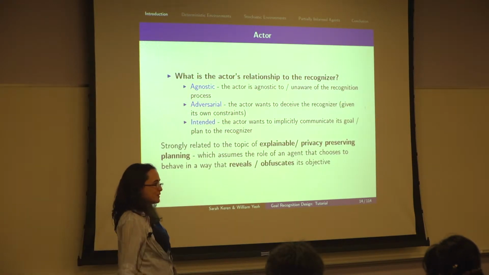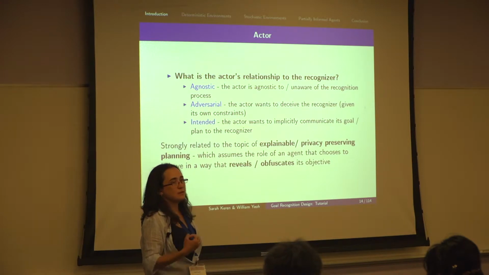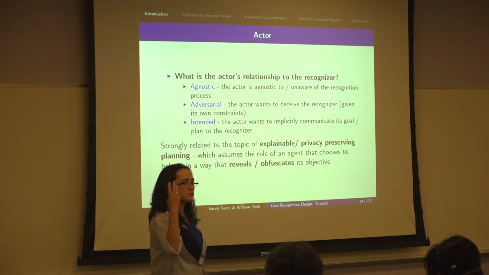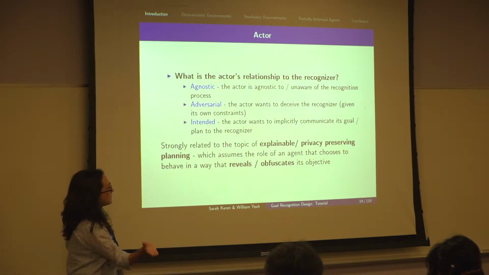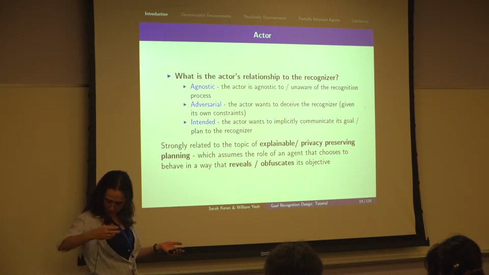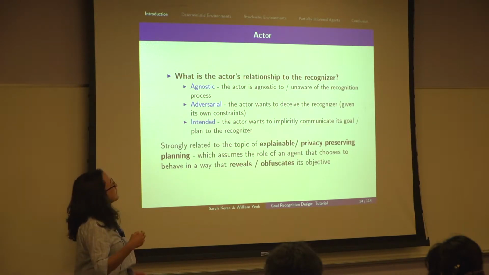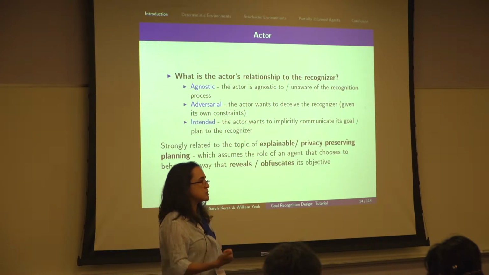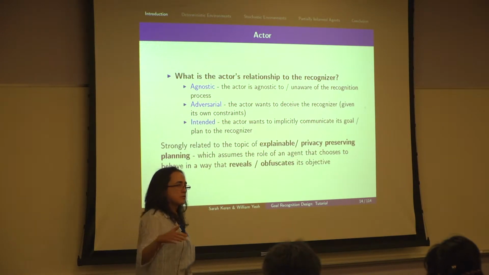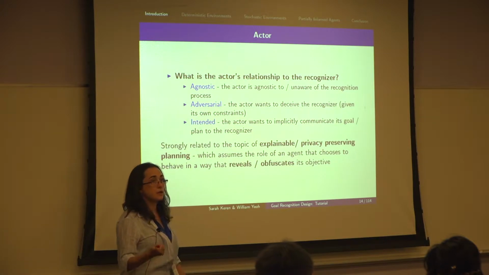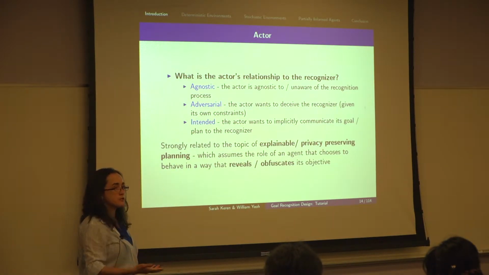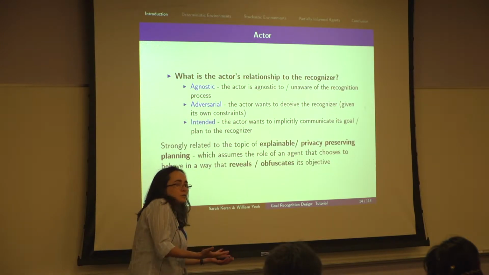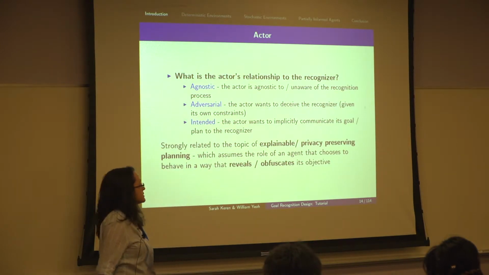And this is a very important point: we need to understand what is the role that the actor is taking in the recognition process. So in general, we have a classification that divides recognition settings into agnostic settings, where the agent is not aware of the recognition process, adversarial, when the agent is actually trying to obfuscate its objectives, and intended, where the agent is actually trying to help the recognizer understand its objectives.